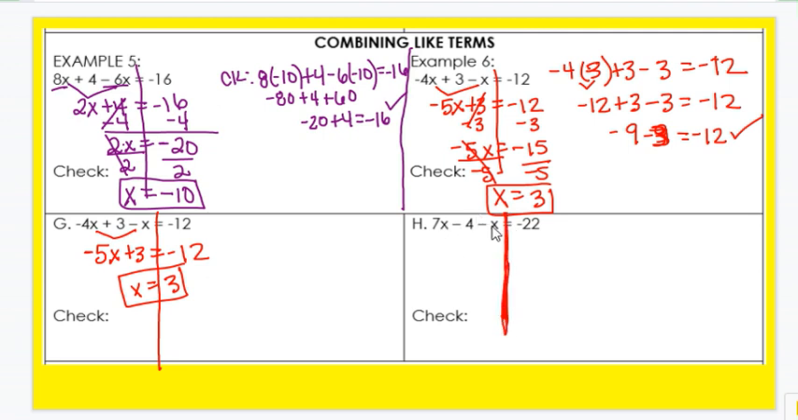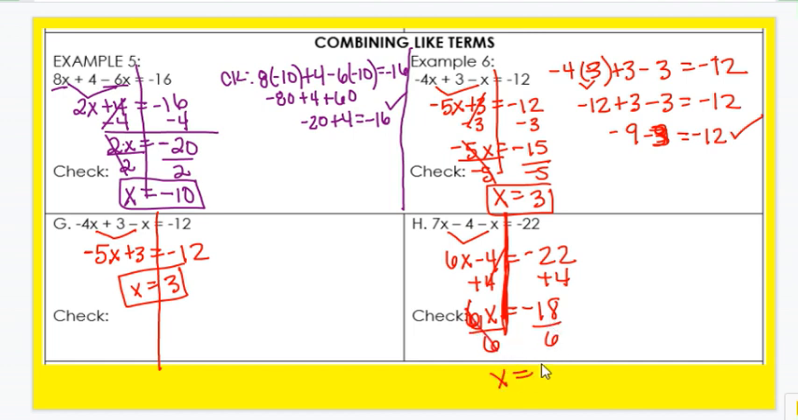All right, 7x minus 4 minus x equals negative 22. So we're going to combine our like terms. 7x minus x, that's 6x, because it's 7x minus 1. Bring down the minus 4, and that equals negative 22. Get rid of our constant, so we're going to add 4, because that's the opposite of minus 4. And so I have 6x equals negative 22 plus 4 is negative 18. Divide by 6. And x equals negative 18 divided by 6 is negative 3.